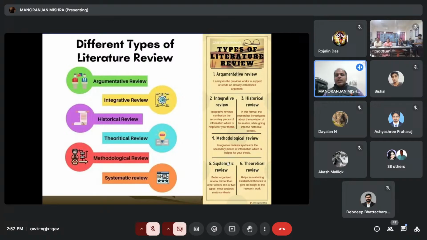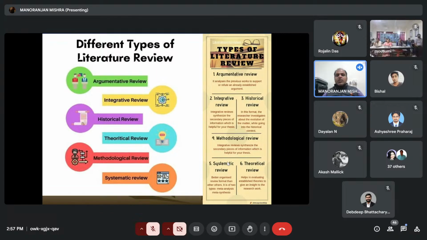Then there is a methodological review. Sometimes you go with the development of methodology, or an integrative review, synthesizing the secondary piece of information, which is helpful for your thesis. Then there is a systematic review, which I think we'll be discussing more. SLR, a systematic literature review, is a better organized review format than others. It is of two types, meta-analysis and meta-synthesis. Then there is a theoretical review, which helps in evaluating established theory and gives an insight into the research work.